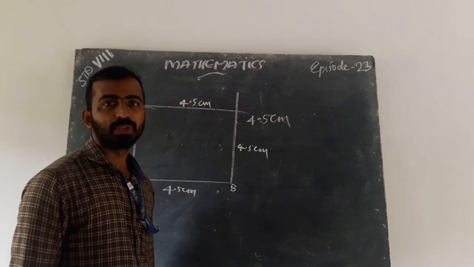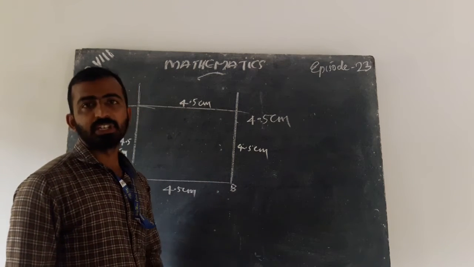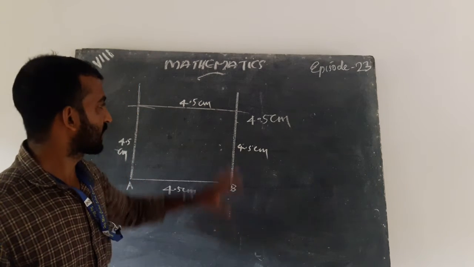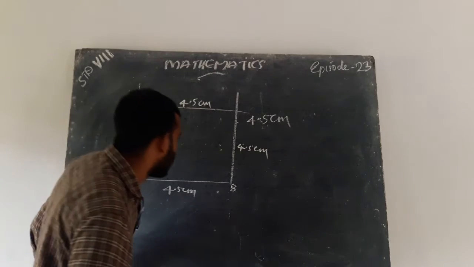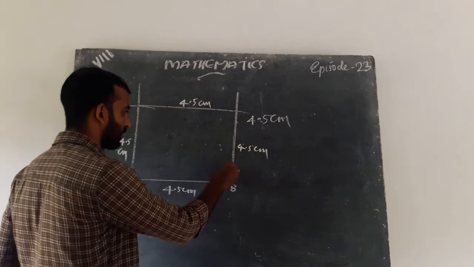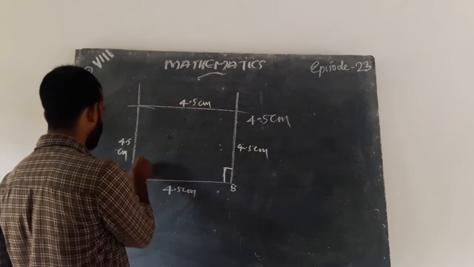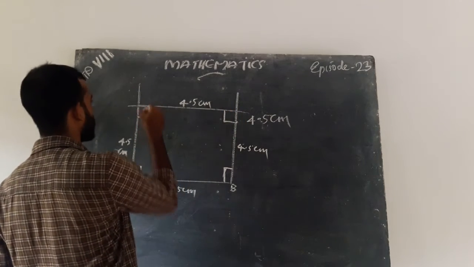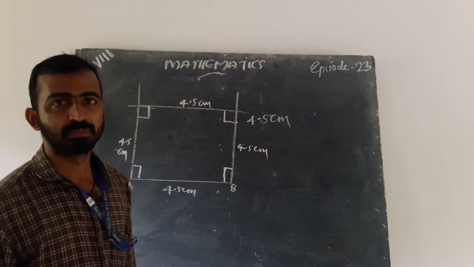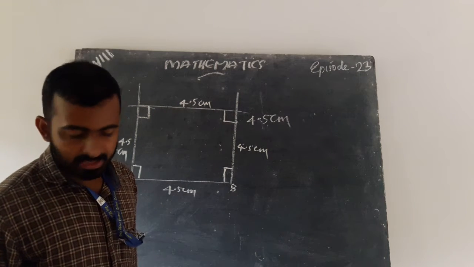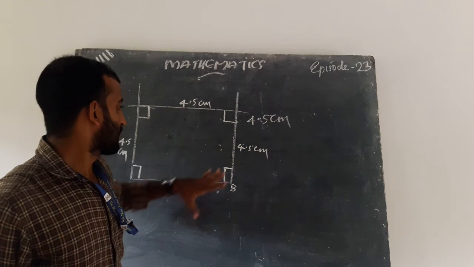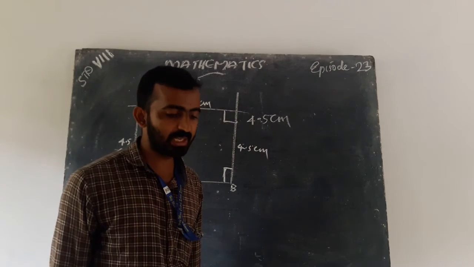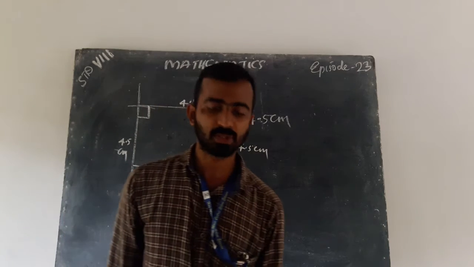This is the required image. That is, the square has sides of 4.5 centimeter. Here is 90 degrees, here also 90 degrees, here also 90 degrees, and here also 90 degrees. And all sides are equal. Angles are right angles of 90 degrees. So we get the square.